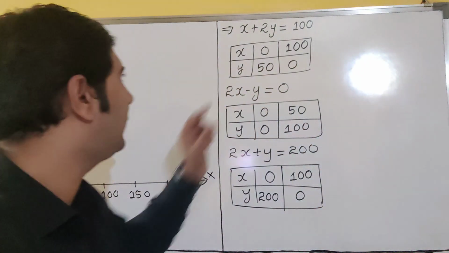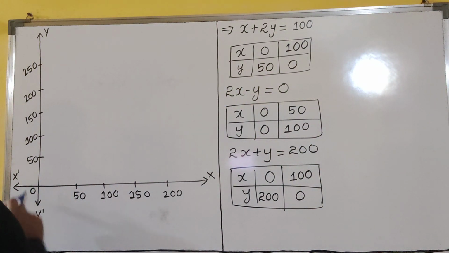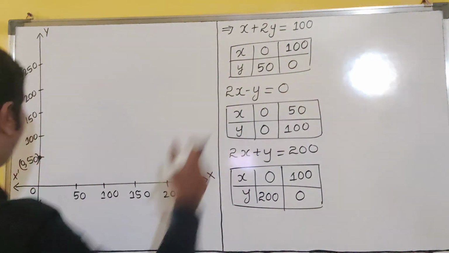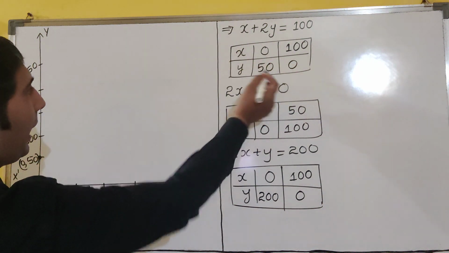X is 0. Y is 50. X is 0 here. Y is 50. Here only it will come. Can you see this point? 0 comma 50. First one, 0 comma 50, will come here. X is 0. Y is 50.